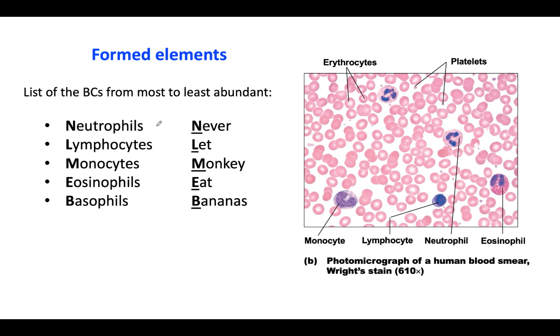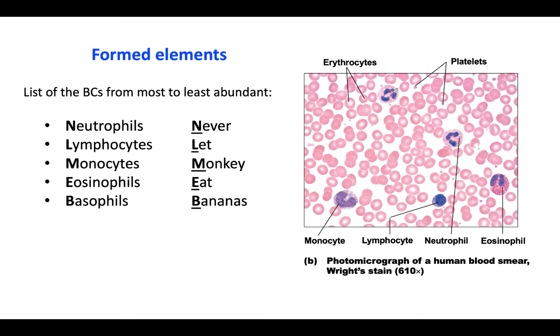Never, N represents neutrophil. Let, L, lymphocyte. M, monocyte. E, eosinophil. B, basophil. So this is the easy way to remember the formed elements. When you look at this micrographic view, you can see this round, small pink structure represents a red blood cell. You can see a vast number of red blood cells from this view.